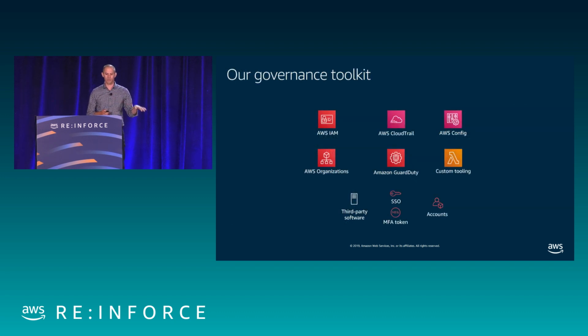So what does our governance toolkit look like? Fairly typical pieces here, right? We've got IAM, organizations, as Charlie mentioned, service control policies, permissions boundaries are in there as well. And we'll talk about what this stuff actually looks like in practice. Like, how do we take those building blocks and employ those? CloudTrail, Config, GuardDuty, we deploy those across our entire footprint. We've got custom tooling. We've got some third-party tooling as well. And of course, we've really started to lean heavily on single sign-on and multi-factor authentication for our users and the accounts.